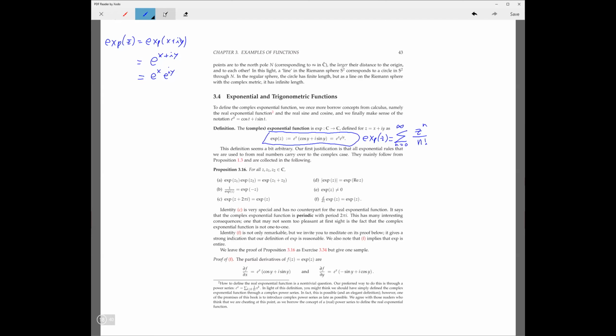Another thing that you should notice here is that this right here is kind of like a polar form. Remember, polar form is like r e to the i theta, right? But this is polar form with e to the x being r, so r is e to the x. And this theta here is just equal to y. So that's kind of an interesting thing.